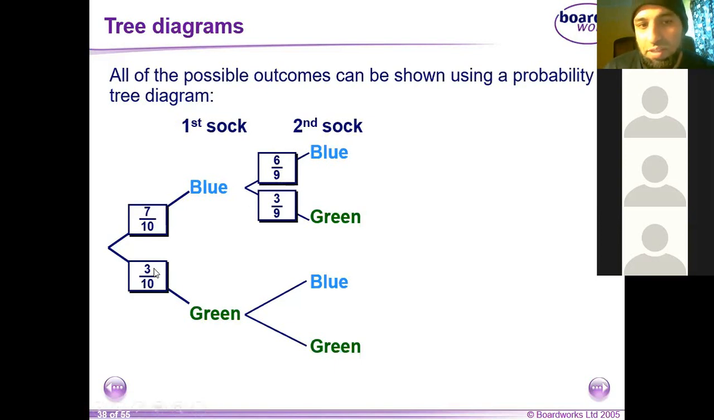If I pick a green one on the first go, 3 out of 10. On the second go, I'm going to have 9 to take the socks out of again. So my second go, I might have 7 out of 9 blue and 2 out of 9 green. So before I carry on, is there anyone who doesn't understand that? Because I can explain it in a second if you want.